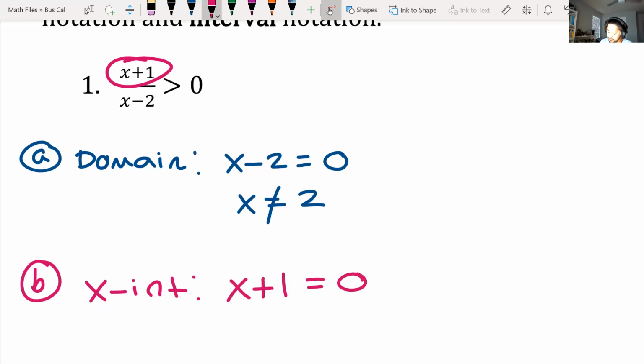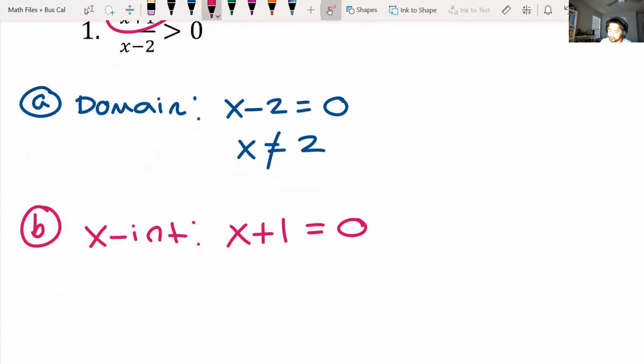I'm going to write that down real quick. I'll say it one more time. Domain comes from the denominator. X intercepts come from the numerator. And what is my X intercept here? -1. X equals -1. I guess I'll box that one too.